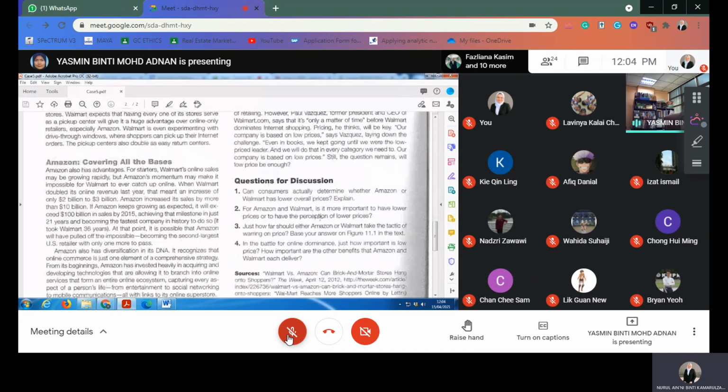Okay, and let's look at the questions. Can consumers actually determine whether Amazon or Walmart has lower overall prices? I don't know, can you all explain? Did the article mention whether consumers can determine whether Amazon or Walmart has lower overall prices? But I do know that they've been waging wars against each other. But I don't know the pricing. Then one brings it down, the other one puts it further down.